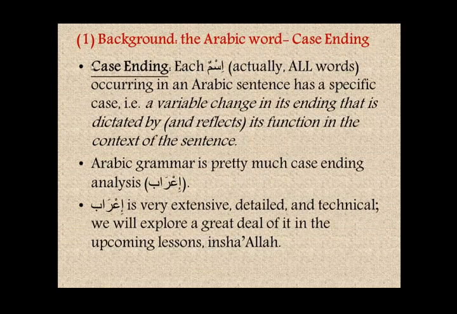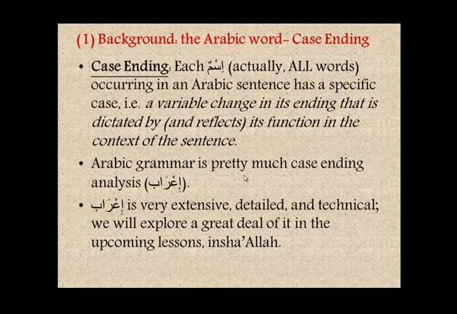Let's take a look at the third quality, which is case ending. Each ism in an Arabic sentence has a specific case, which is basically a variable change in its ending that is dictated by its function in the sentence. And this ending also reflects the function in the sentence. So what does that mean? Basically, a case ending is a change in the ending that tells us something about that word's role in a sentence. And in actuality, all words, not just asma in Arabic, have case endings.